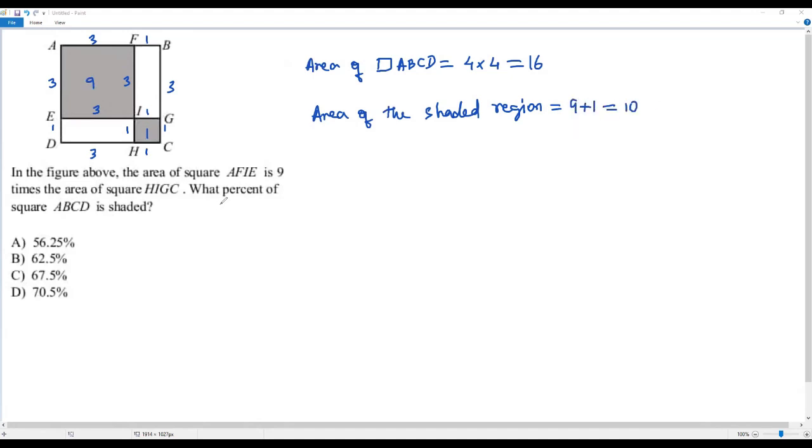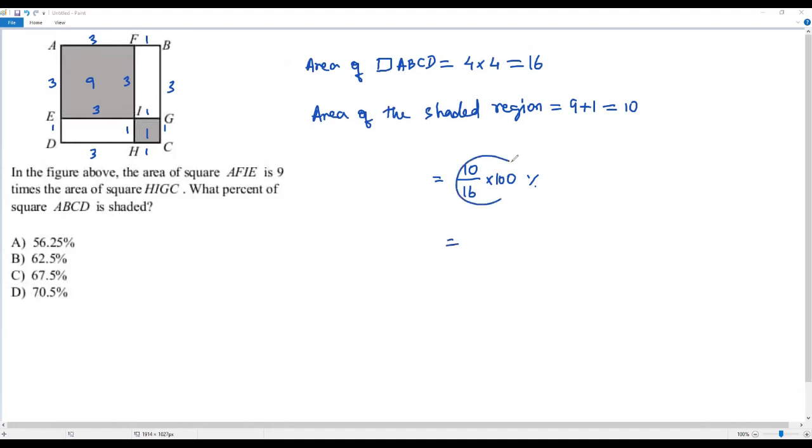According to the question, we have to get the percentage for this number 10 in the total area 16. For that, we write the number for which we have to find the percentage, 10, in the numerator. So we have to find the percentage for 10 in 16. We write 16 in the denominator and multiply by 100.